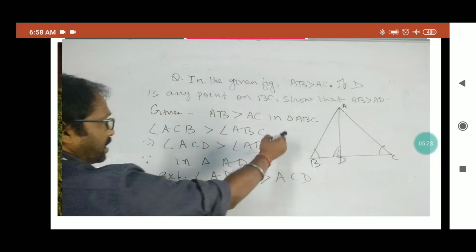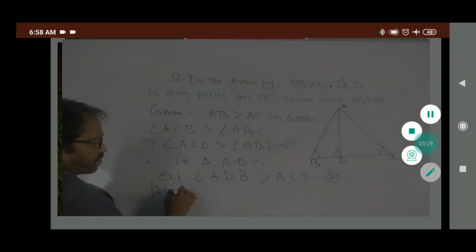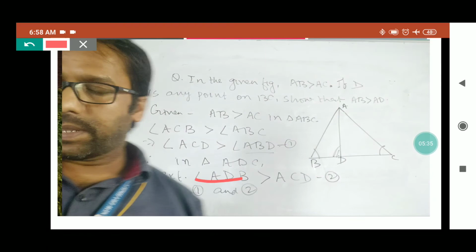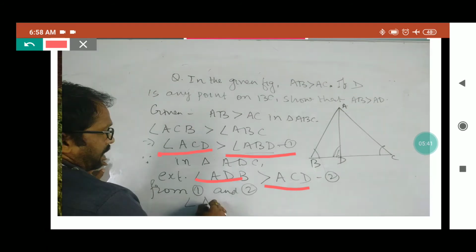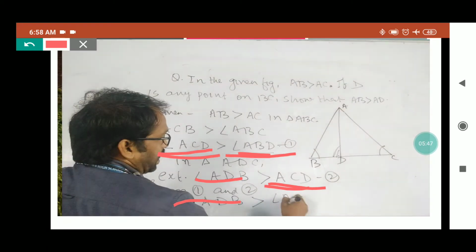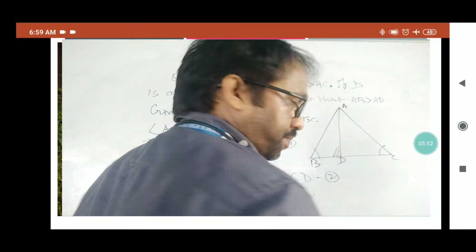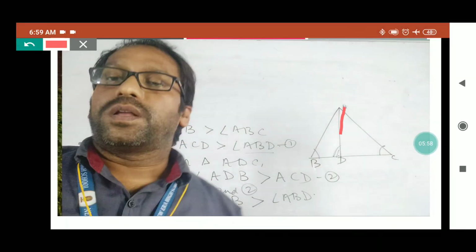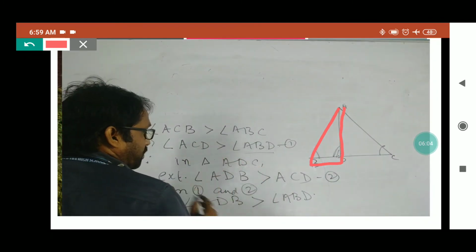Now, we know that from 1 and 2, angle ADB is greater than ACD, and ACD is greater than ABD. That means angle ADB is greater than angle ABD. Correct? From 1 and 2 we can say this. Now we will come to this triangle ABD. Now we'll shift our focus to triangle ABD. In this triangle, angle ADB is greater than angle ABD.